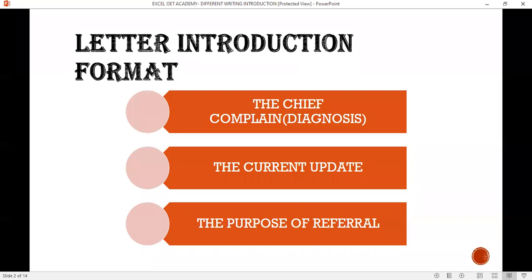Current update. So it's telling us current update. Because as I said, most times current update is usually in the transfer and discharge letter. I'm not saying you cannot see it in a referral, don't get me wrong. But because the patient would have stayed for a while, they've done something reasonable. So it's either the patient got better or there are deteriorating symptoms.